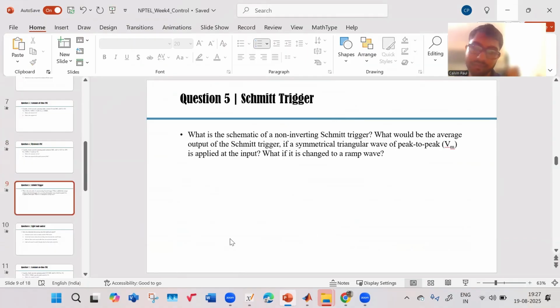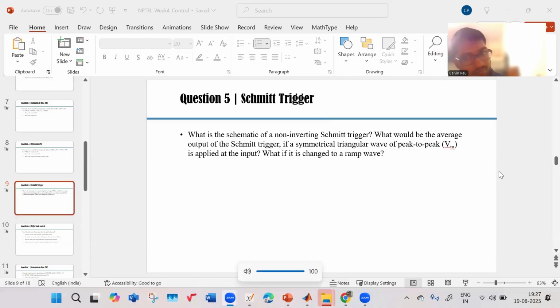It's a very odd name, everything. It is a comparator with a hysteresis. Okay, comparator with hysteresis. Okay.